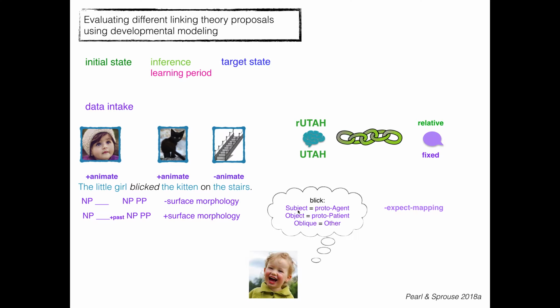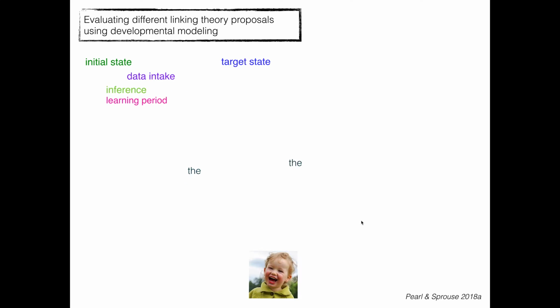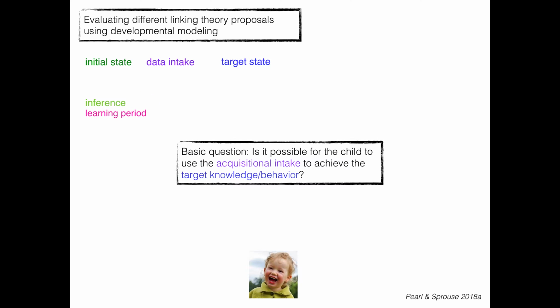In a fixed representation, the fact that the proto-agent's in subject and the proto-patient's in object and so on. In the relative representation, the fact that the highest is in subject, the second highest is in object, and so on, right? So more details of the distribution of these different thematic representations. So that's all our data intake. And then what will we do with that?